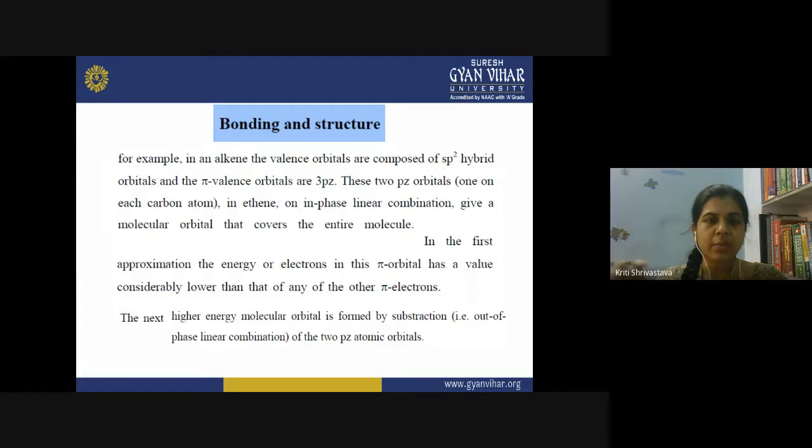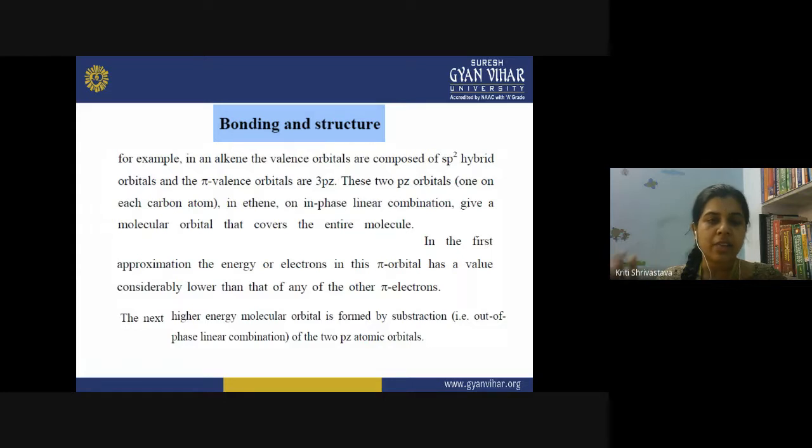So in the first approximation, the energy of electrons in this pi orbital has a value considerably lower than that of any other pi electron. If we are talking about the pi electrons only, then the bonding molecular orbital will obviously have the electrons in their lower energy state, right? And they will always go first to the bonding molecular orbital. Whenever you start filling the electrons, the electron will go to the orbital which is lower in energy. So the bonding molecular orbital of ethene contains the pi electrons.